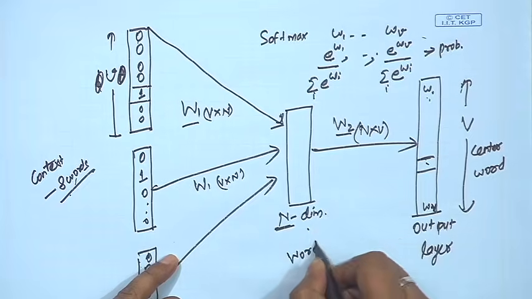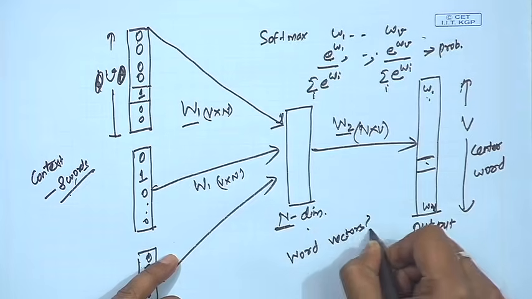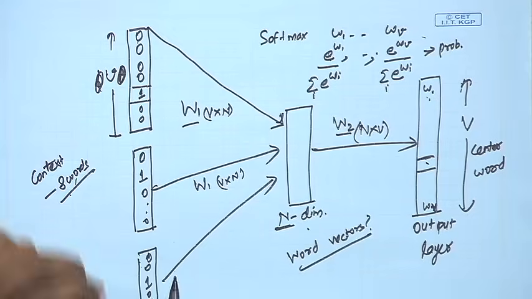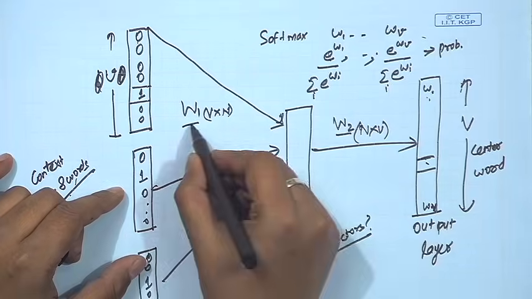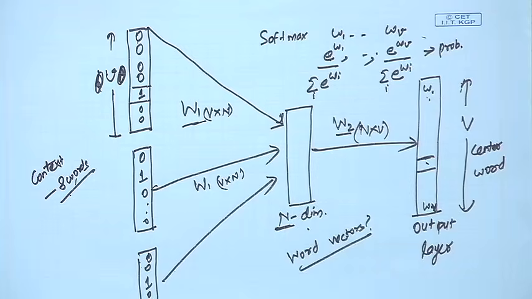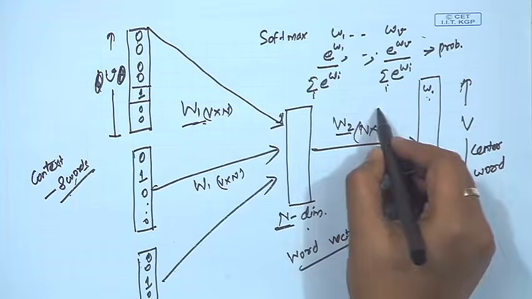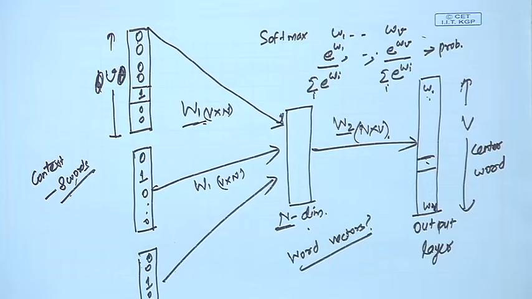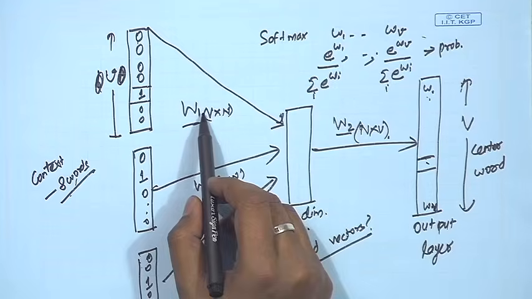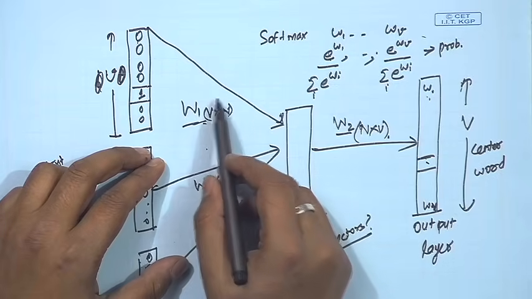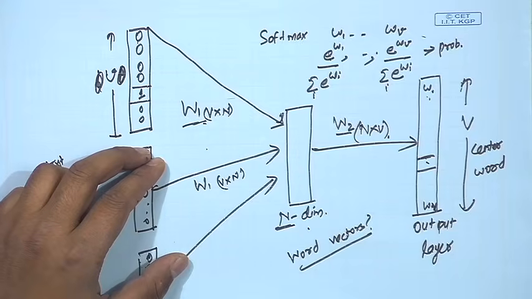What are your word vectors? Here I am feeding a one hot vector. This is not being learnt, this is the same. So where are my word vectors being learnt? If you think about it, what I am learning are the weight matrices. This is of V cross N, this is N cross V. So I can take a transpose, and this also will become V cross N. So you can think of it as if for each word you are learning an n dimensional representation.